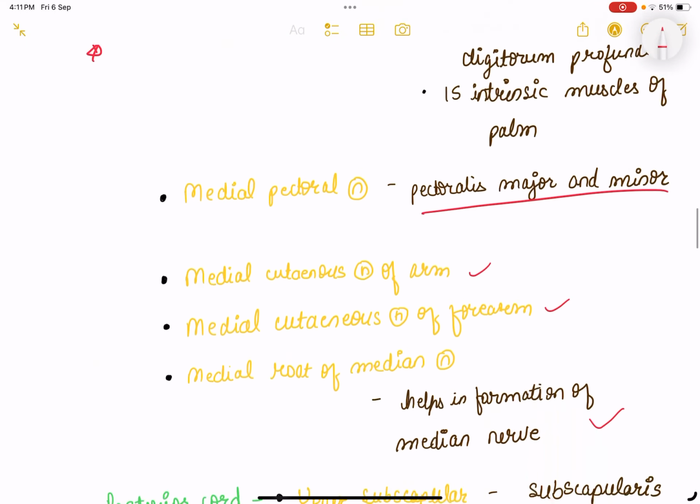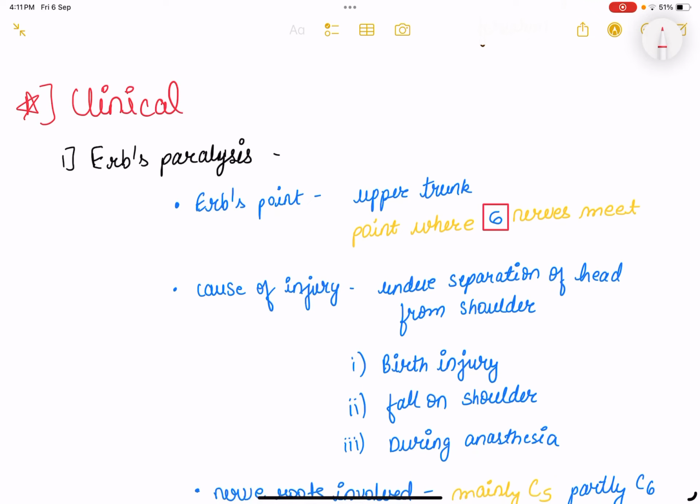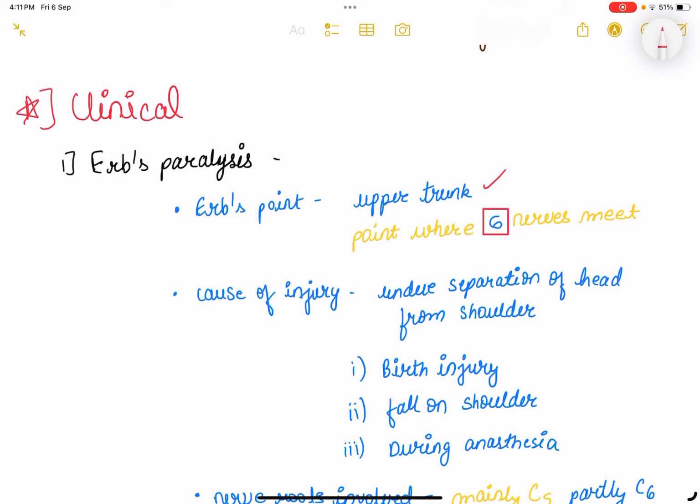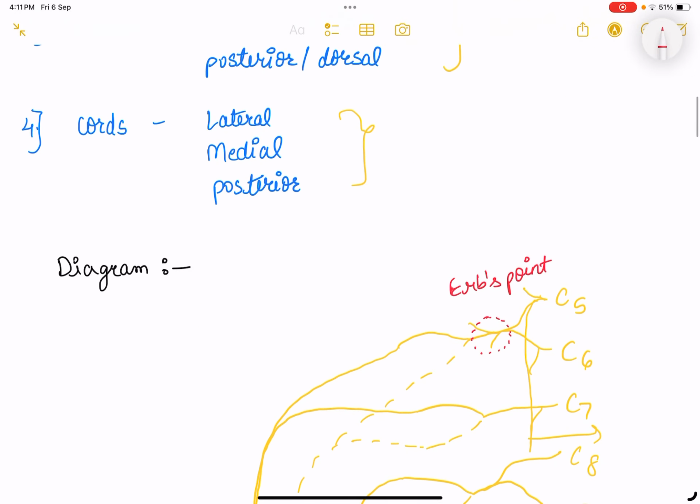Now let us move on to the clinical part. In clinical, we will see the first case, which is the Erb's paralysis. Erb's paralysis occurs when there is injury at the Erb's point. So now Erb's point is basically at the upper trunk. I told you, point where the 6 nerves meet. This is our Erb's point.